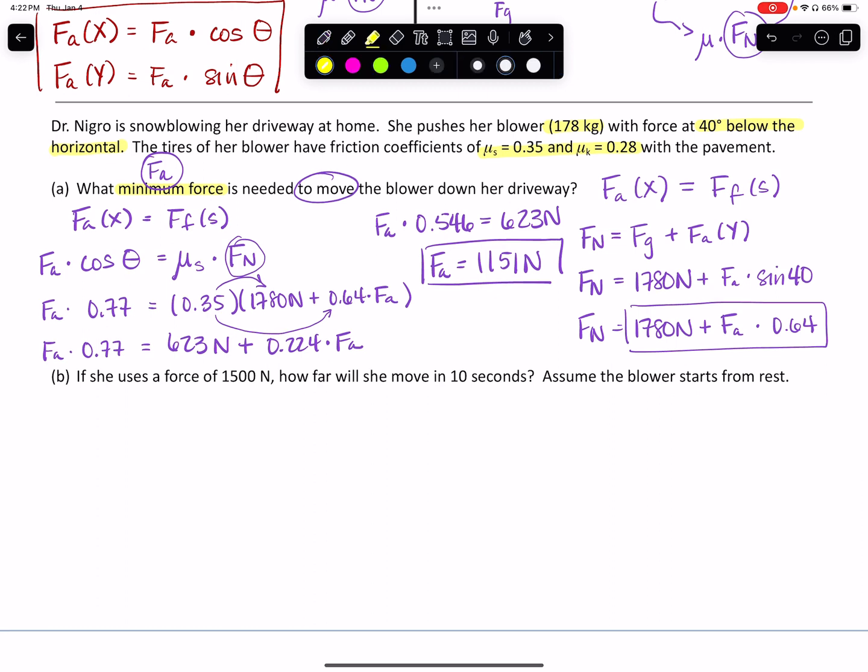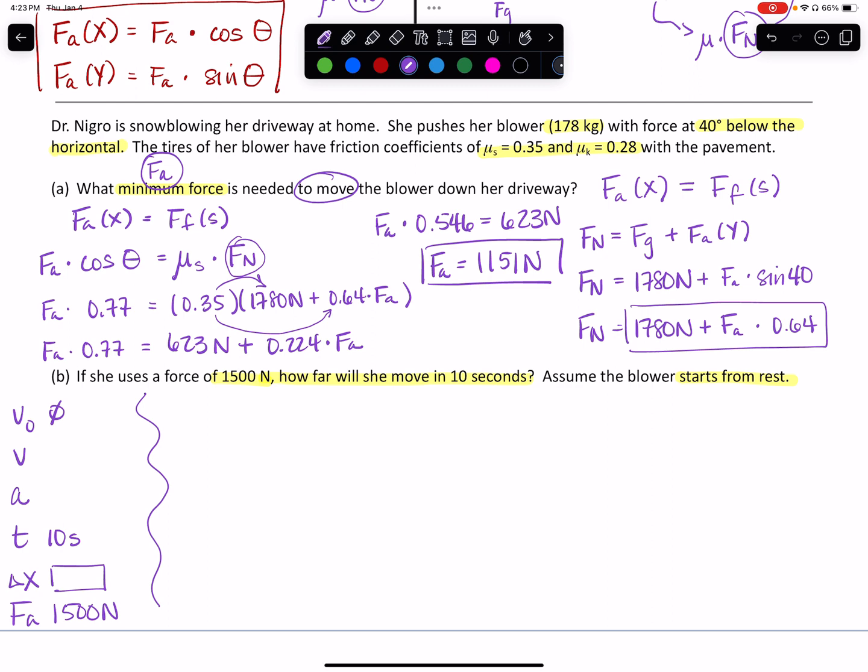All right, let's look at our next problem. If I use a force of 1,500 newtons, how far will I move in 10 seconds? Again, assume the blower starts from rest. Again, asked about distance, so I'm going to set up a variable list: initial velocity, final velocity, acceleration, time, change in position. This time I've been given an applied force, so I'm going to put that in there too. We start from rest, so it'll be 0. Don't know the final velocity, don't know the acceleration. I have 10 seconds to move, and I'm asked to find the change in position and given an applied force of 1,500 newtons. So similar to our problem above, I'm going to have to find my acceleration first, and then I can find that change in position.